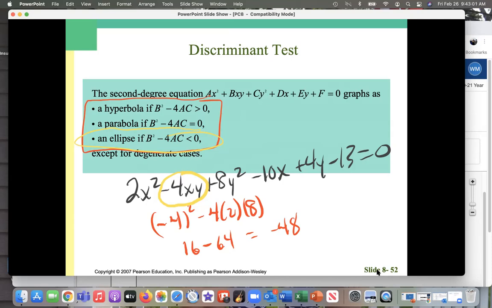What does the except for degenerate cases mean? I wouldn't worry about that. Okay. I can't give you a good answer on that right now, because I don't know, honestly. No, I wouldn't worry about it. I honestly wouldn't worry about it.